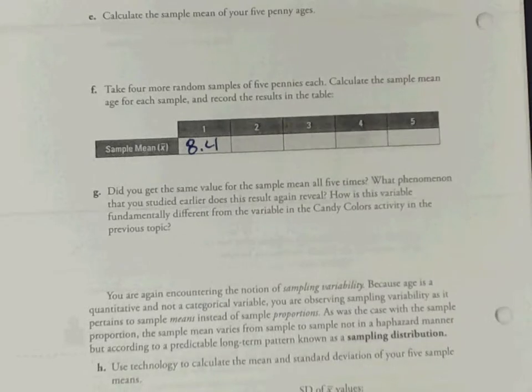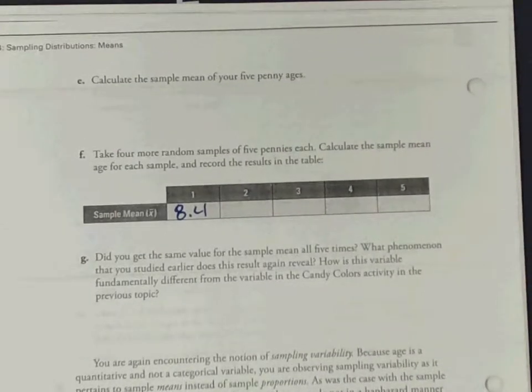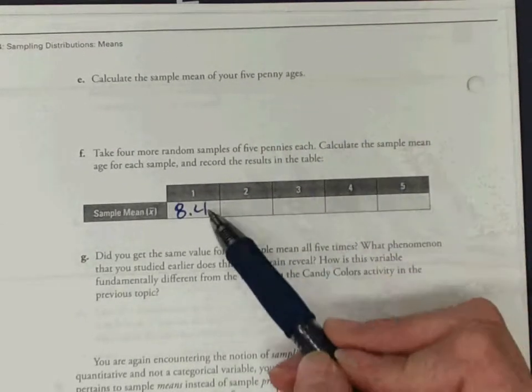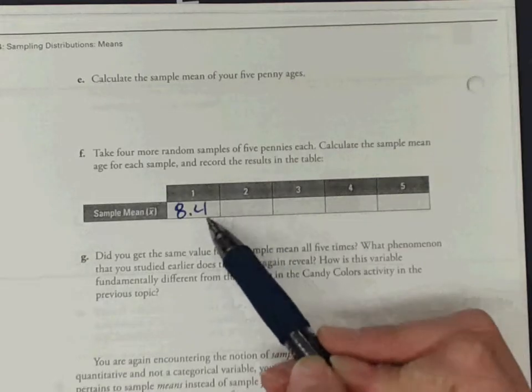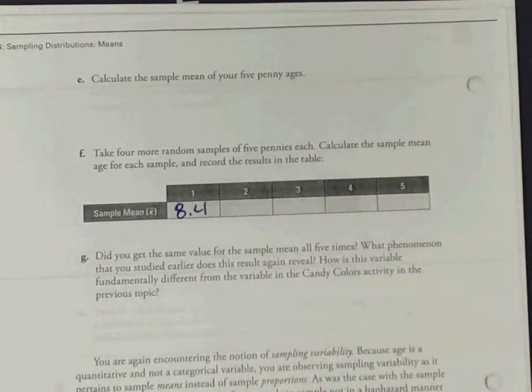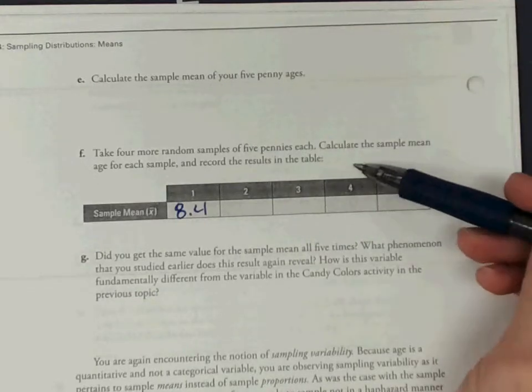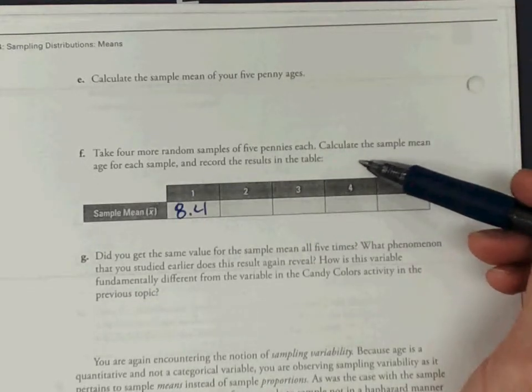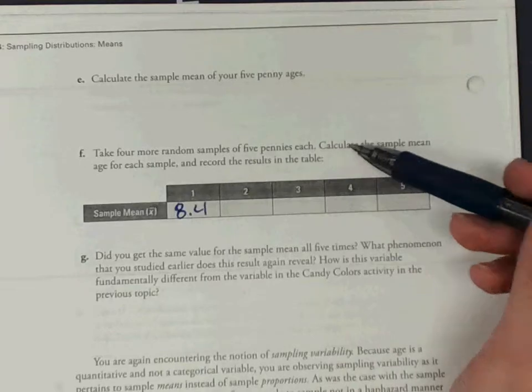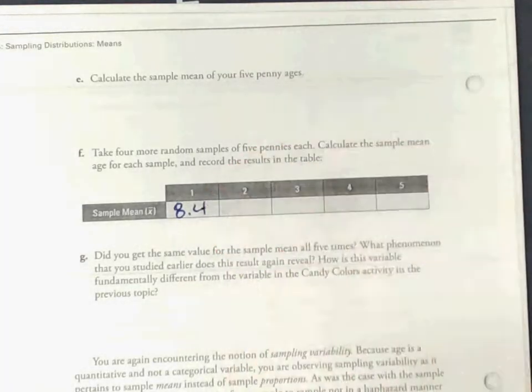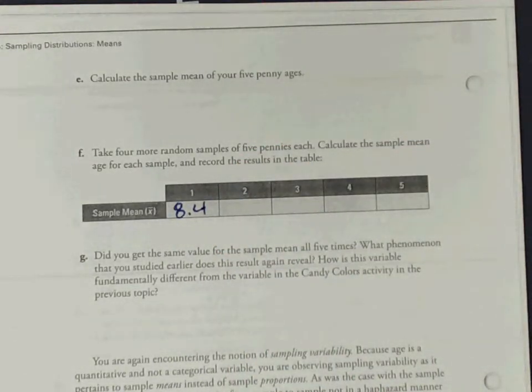The next piece that you'll need to do is calculate the sample mean of your 5 pennies. That's pretty easy. I can just plug it in my calculator and hit go. I end up with 8.4 for my first sample mean, and then they want you to do it 4 more times, so you need to come up with a total of 5 different sample means. I'm going to pause and then go ahead and finish filling out my table. You do the same.